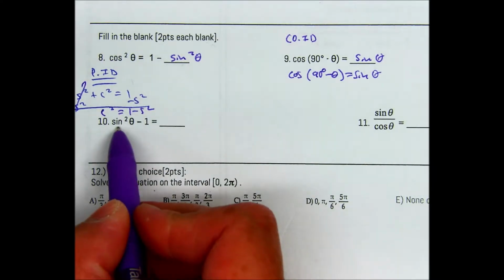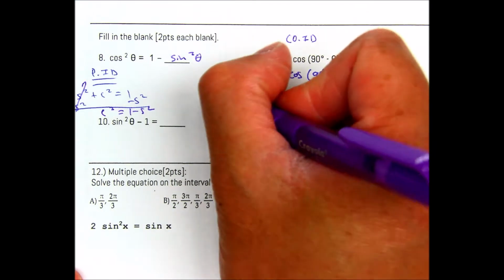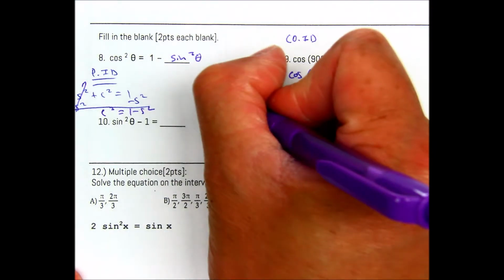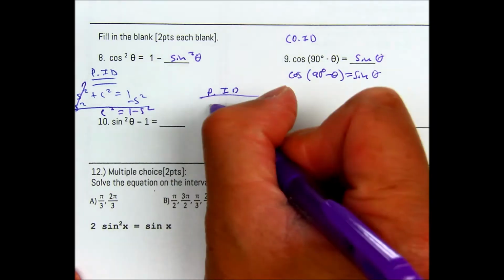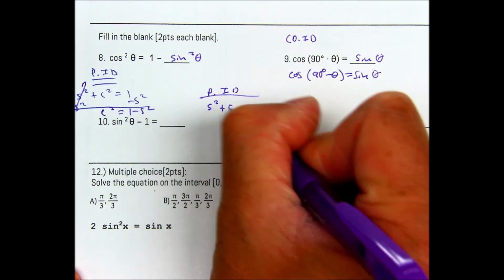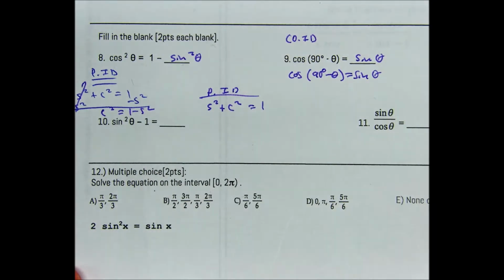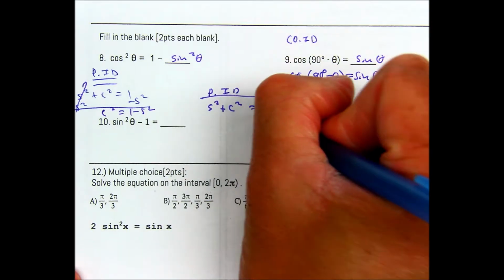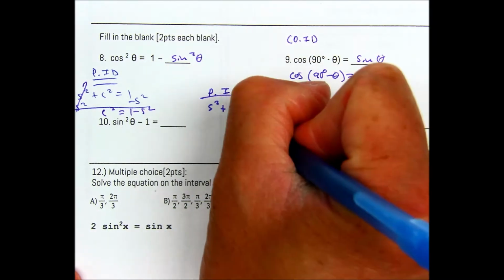Question number 10 says sine squared theta minus 1. So here, I'm going to use the Pythagorean identity. It says sine squared minus 1. So if I write this, sine squared plus cosine squared equals 1. How do I get the 1 over here? I would have to subtract 1. Let's put it right there.